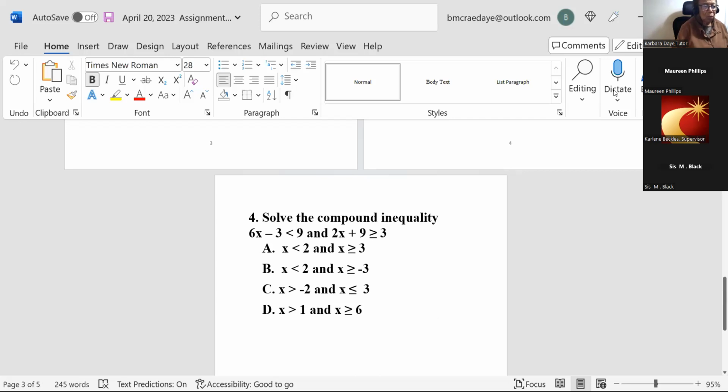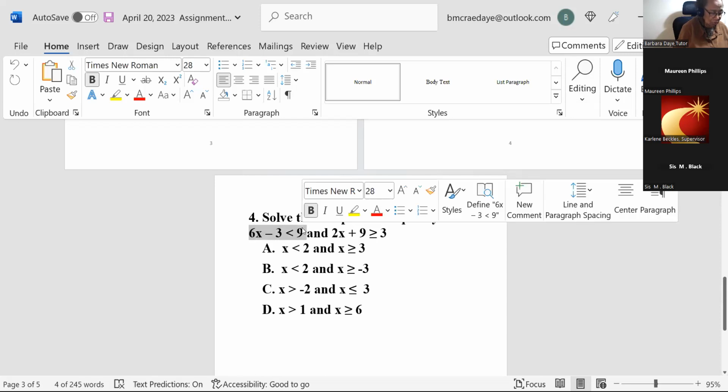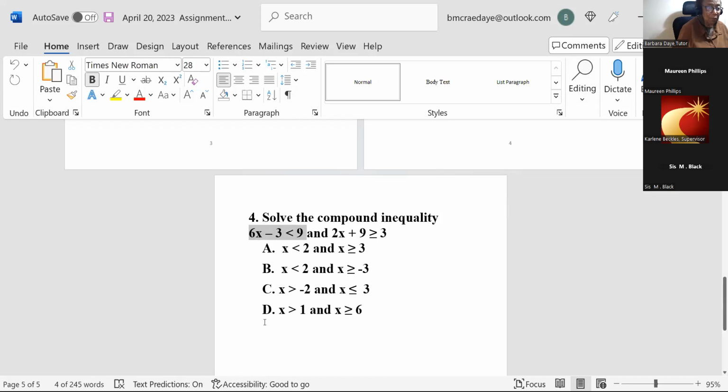So this is 6x minus 3 less than 9, and 2x plus 9 greater than or equal to 3. Now, what I want you to do is solve these. Just solve them individually, and then you'll give the answers for both of them. That's what A, B, C, D has. So I'll put that one there, solve that one, and then I want you to solve the second one and tell me what answers you get.